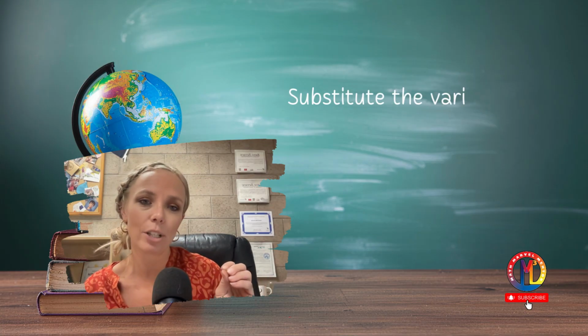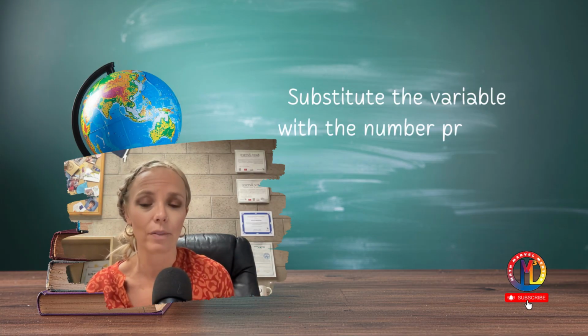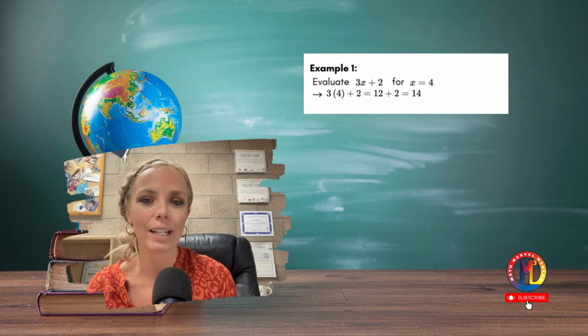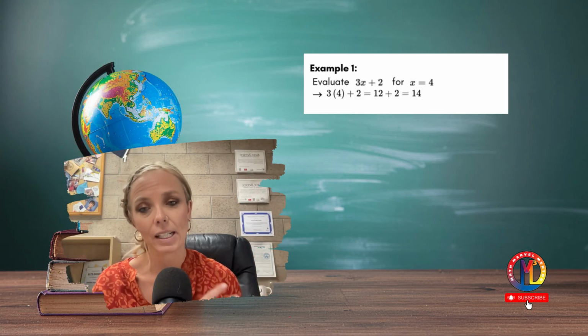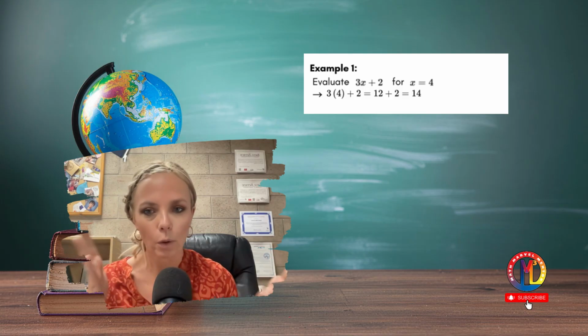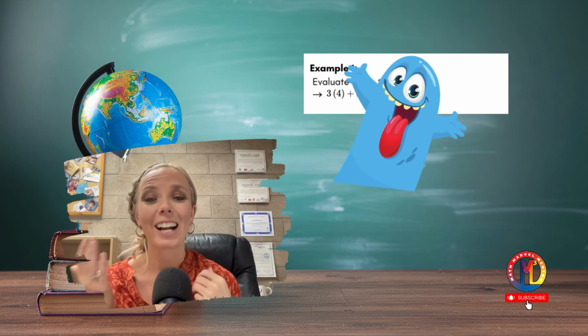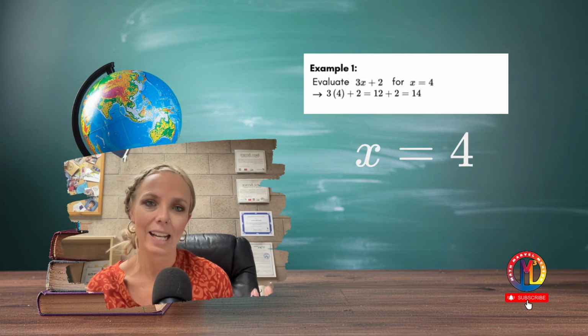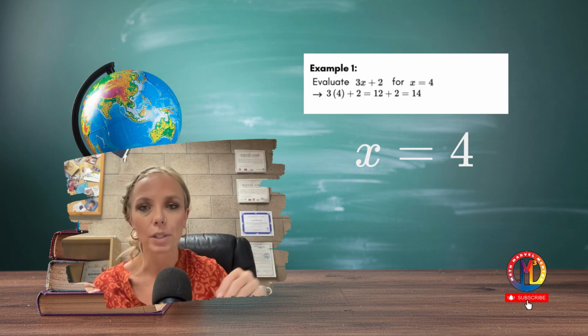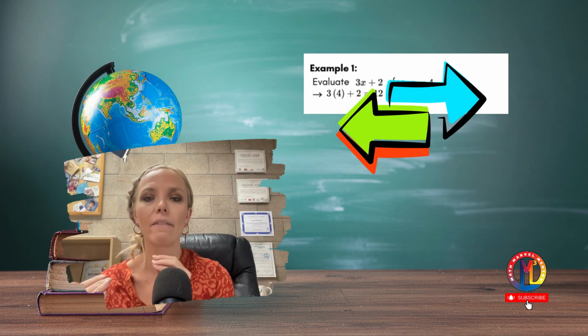So there's two things we're going to do to start off. We're going to substitute the variable with the number that's provided. So let's look here at example 1. We have evaluate 3x plus 2 for x equals 4. So 3x plus 2, and then we know what x is. X is 4. So now we are going to substitute or plug that value in.